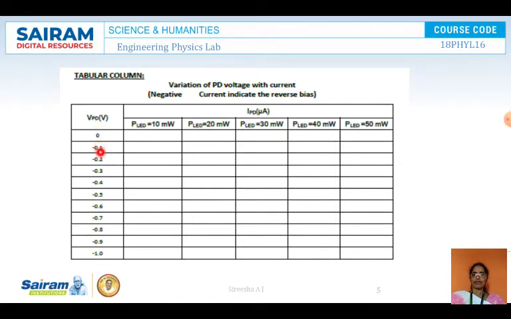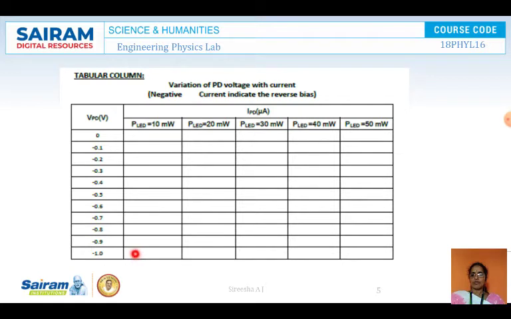voltmeter. For a voltage of 0.1, note down the corresponding ammeter reading and increase in steps of 0.1, 0.2, 0.3, 0.4, 0.5. Note down the corresponding current in microamps displayed on the board. Note down for 10 milliwatts. Keep PLED at 10 milliwatts, increase the voltage in steps of 0.1, and note down the corresponding values of current in microamps.